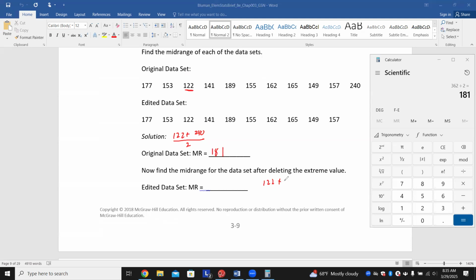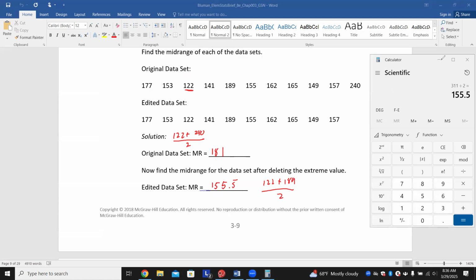Looks like 189. So 122 plus 189 divided by 2. Now let me go back over here. I'll do 122 plus 189, divide that by 2, and I get 155.5. So you can see the mid-range is definitely affected by outliers. If the outlier is the highest or the lowest, the mid-range is definitely affected.